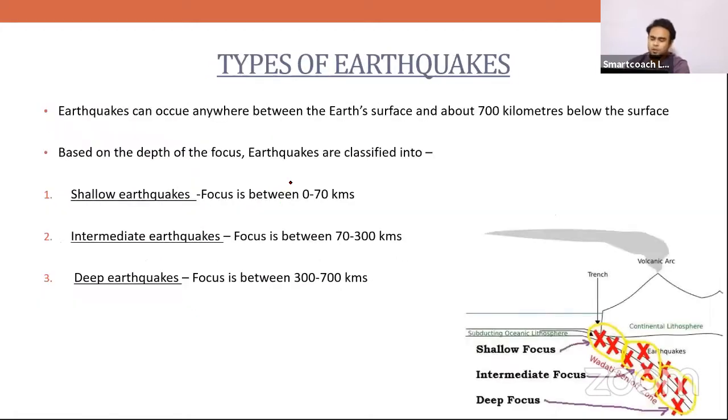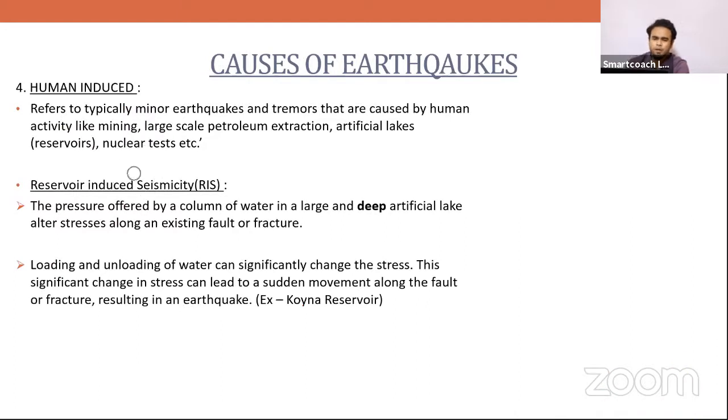Okay, then the last cause behind your formation of earthquakes is your human induced activities. Fine. So what are these human induced activities? It can be your mining, it can be your large scale petroleum extraction, it can be your artificial lakes. Artificial lakes are nothing but your reservoirs, and it can also be your nuclear testing. All right. So these are your human activities which can also lead to different types of earthquakes, right? For example, mining, petroleum extraction, reservoirs, nuclear tests, etc.